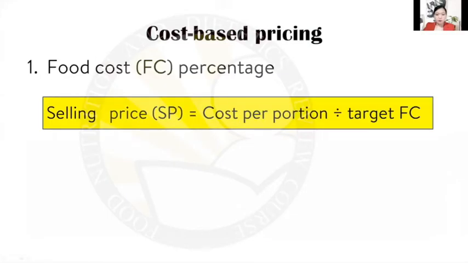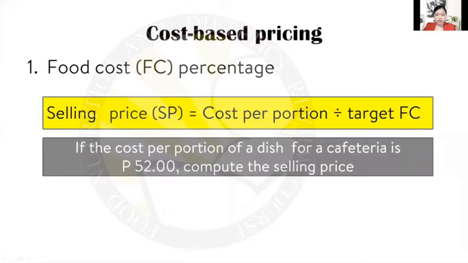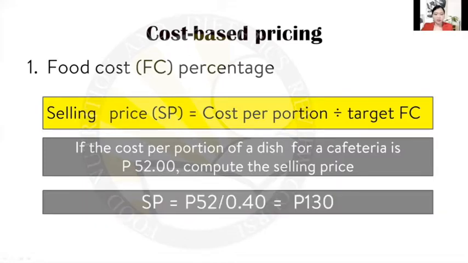For cost-based pricing, first let us use the food cost percentage. So selling price is equal to cost per portion divided by target food cost. For example, if the cost per portion of a dish for a certain cafeteria is 52 pesos, compute the selling price. So 52 divided by 0.40, that is 40%, will give us 130 pesos.